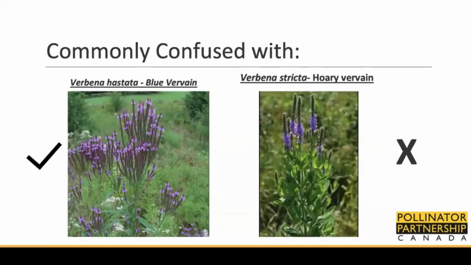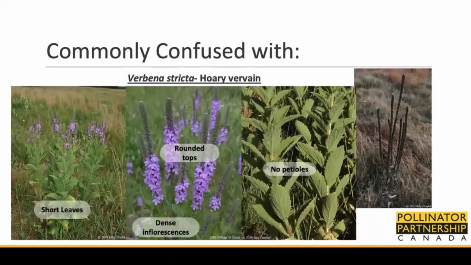One plant that it could be mistaken for is hoary vervain. To me, the biggest giveaway between the two is that hoary vervain has rounded tops, unlike blue vervain's pointed tops. Hoary vervain also has relatively short leaves and no petioles, so the leaf extends directly from the stem, unlike in blue vervain.